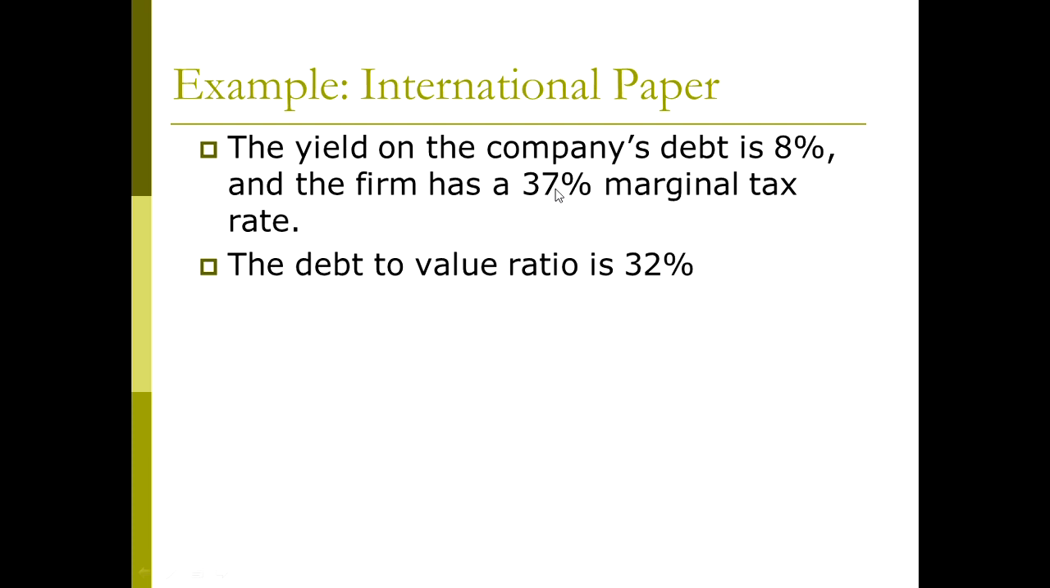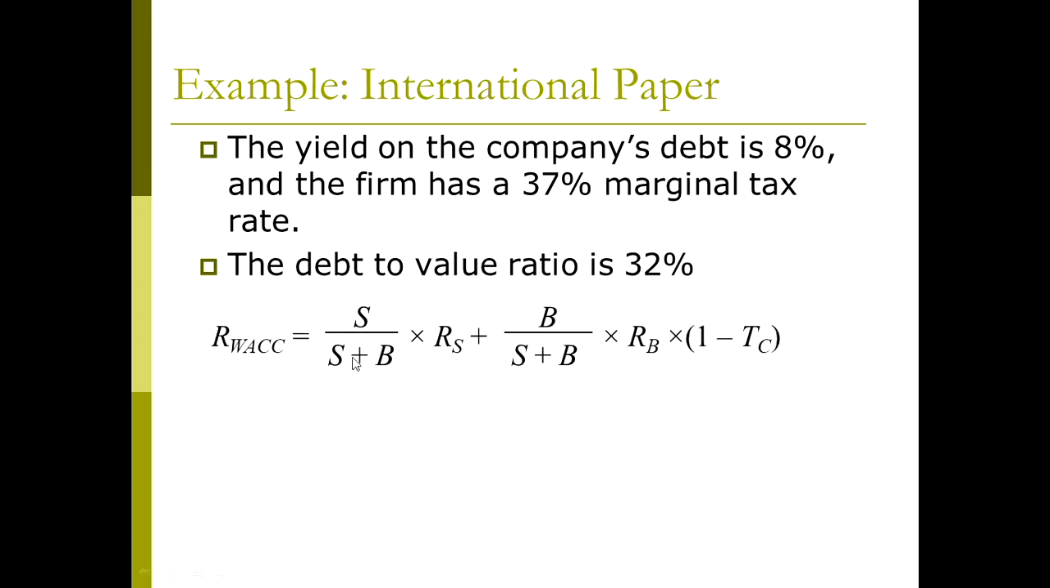The company also issues debt. The cost of debt, or the yield on the debt, is 8%, 37% marginal tax rate. The debt to value ratio is 32%. What is the WACC? Well, the WACC will be the weight of the stock times the cost of stock plus the weight of the bond times the cost of the bond multiplied by 1 minus the tax rate. We're going to calculate the after-tax cost of the debt.